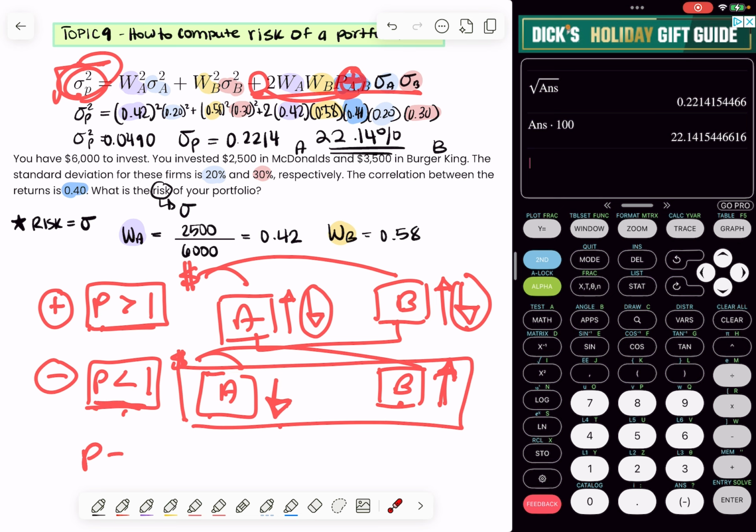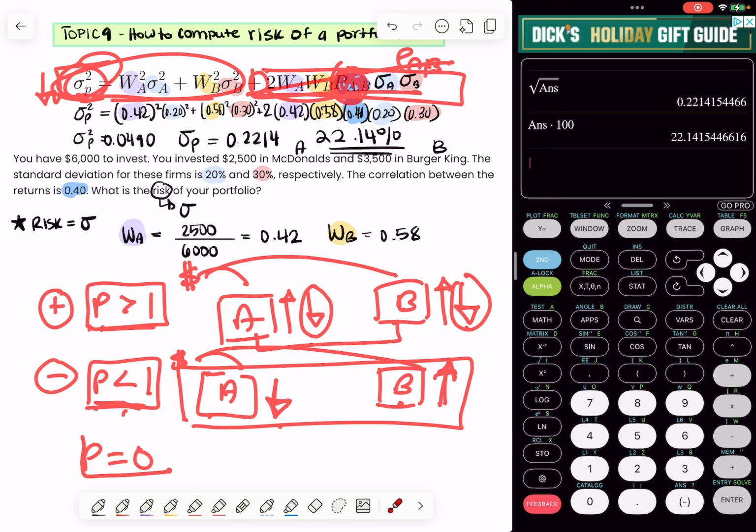And then finally, when your correlation is equal to 0, look at what happens. If this is 0, the correlation between stocks A and B, everything here cancels out. And so you save yourself from adding all of this. And so your overall risk is less. So it's less risky. So that means that there is no influence between the stocks A and B.